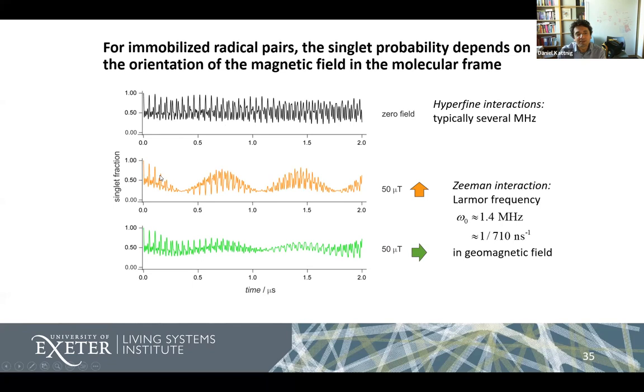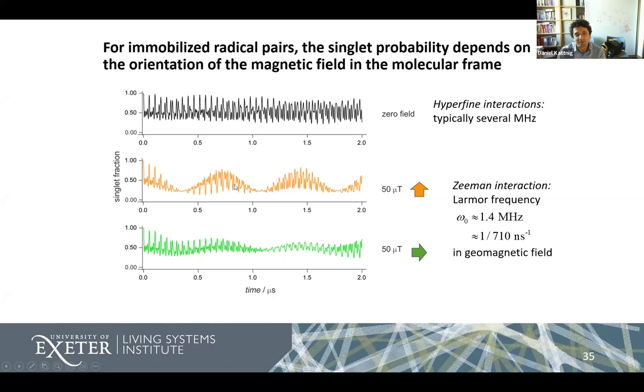If we apply a magnetic field, like for example the geomagnetic field, in addition, then we see that there is an additional undulation of this signal due to the Larmor precession, due to the precession of the spins around the applied geomagnetic field. This is a rather slow oscillation because the geomagnetic field is weak. This is happening at a frequency of only 1.4 megahertz. That is, it takes around 710 nanoseconds for an oscillation of this kind to complete.